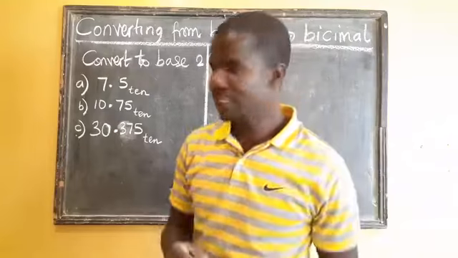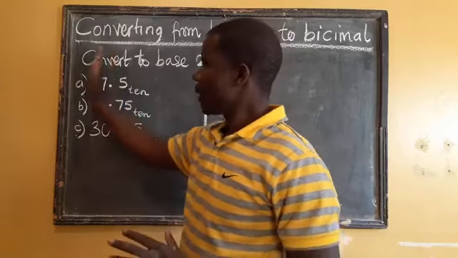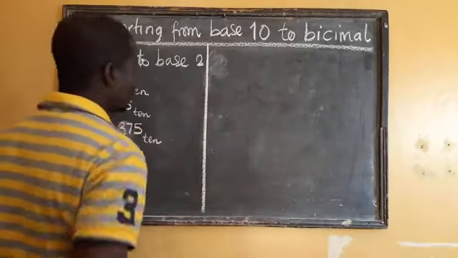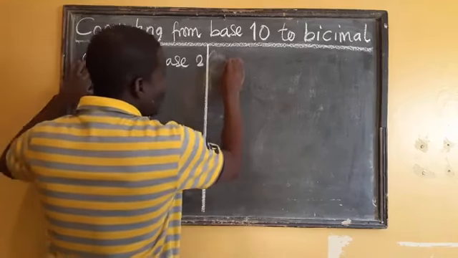And I want you to pay particular attention here. We can start with the first one. So we have the whole number here and the other number this side. Let's start with the 7. How do we convert 7?